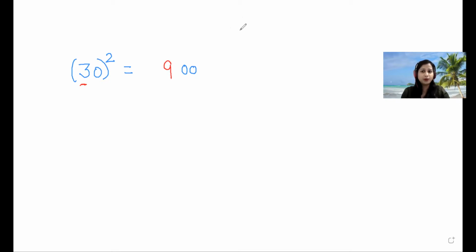Let's take one more number. I'm giving you a number, 50 square. Quickly do, what would be the answer? Write in the comment box quickly. Yes, it would be double zero here and 5 square would be 25. So 2500 would be the answer.